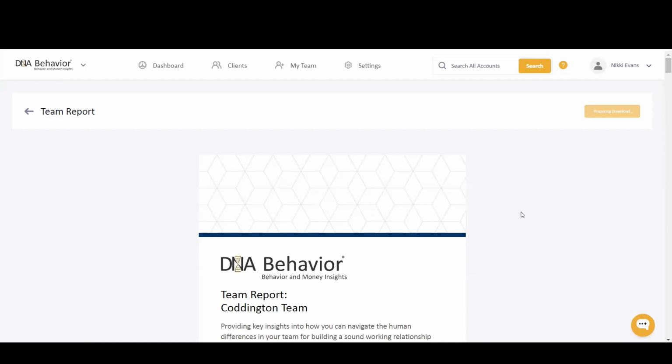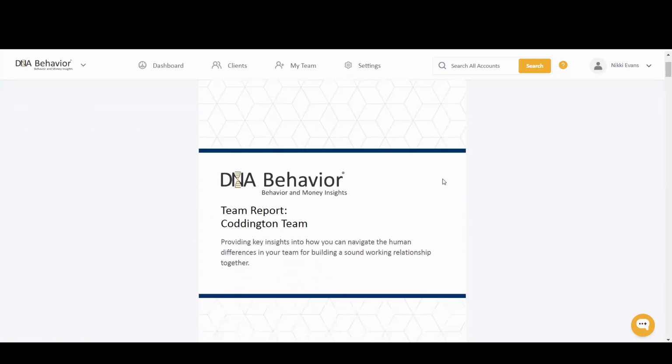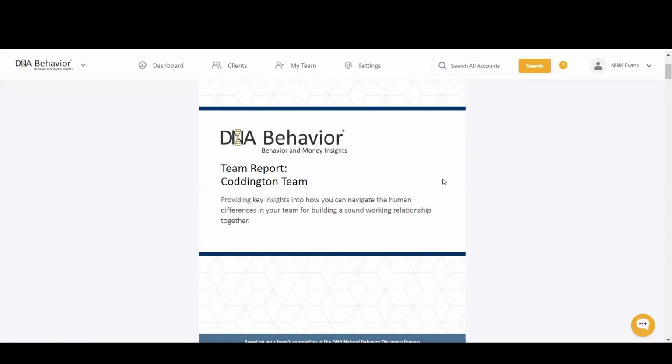So let's look at how John's addition to the team might impact the team overall and who he'll be more easily working with right from the start, and who he may take a little bit longer to assimilate to or have to take a little bit more effort to work with.